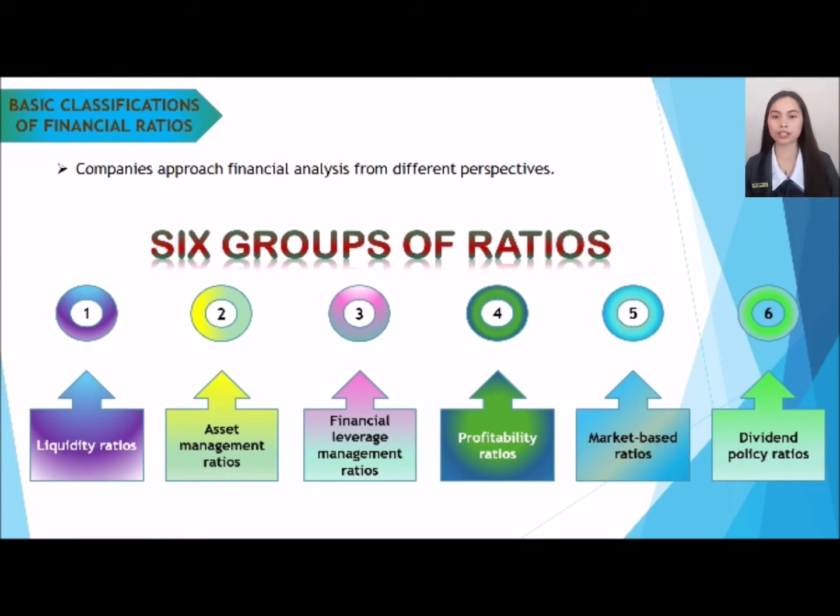And then financial leverage management ratios indicate a firm's capacity to meet short and long-term debt obligations. And the next is profitability ratios, which measure how effectively a firm's management generates profits on sales, assets, and stockholders' investments. And then market-based ratios measure the financial market's evaluation of a company's performance. And lastly, dividend policy ratios indicate the dividend practices of a firm. So each group of ratios will be explained in detail by the next reporter.